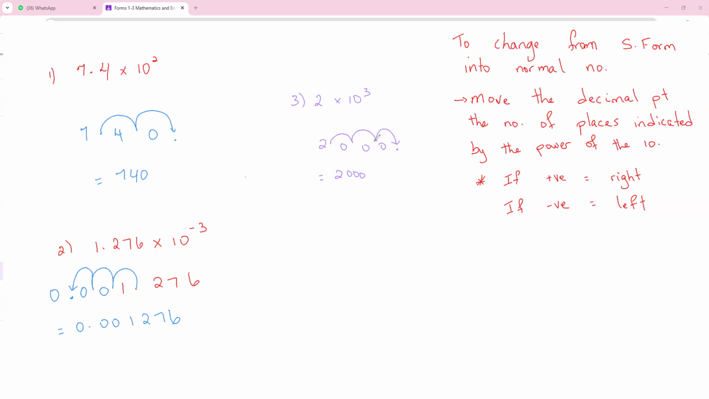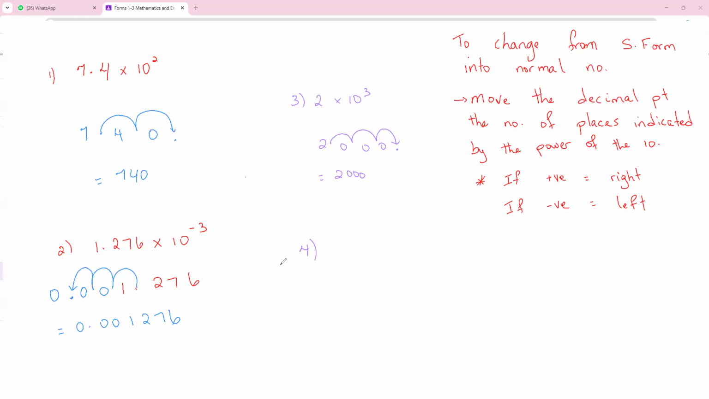Even though we didn't have to go through this because 2 times 10 to the power of 3, 10 to the power of 3 means 10 by 10 by 10, which is 1,000. 2 times 1,000 is 2,000, right? But I just wanted to follow the rules to make sure that we see same rule, same thing.